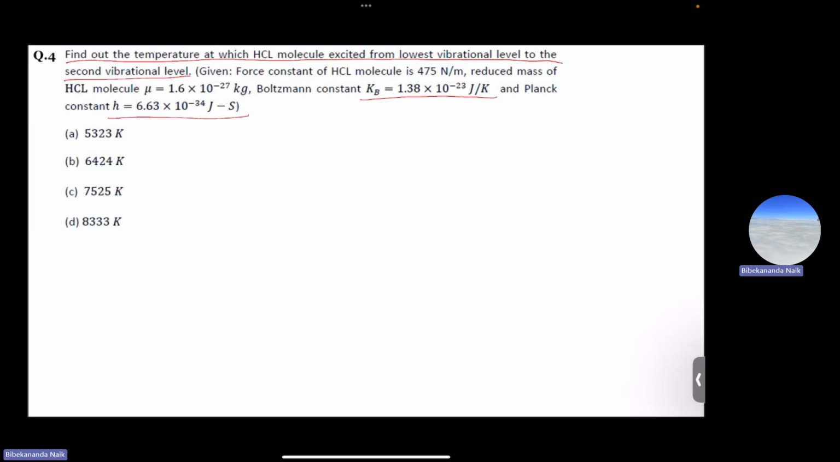The options are option A, 5323 Kelvin, option B, 6424 Kelvin, option C, 7525 Kelvin, and option D, 8333 Kelvin. So I'll give you a few minutes to try this question. Then after some time we will discuss how we will approach this question.